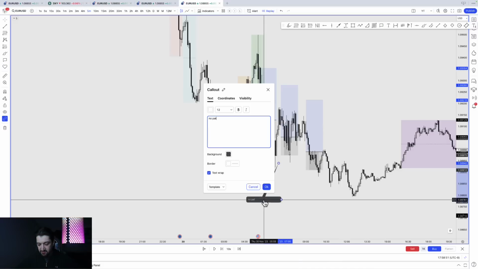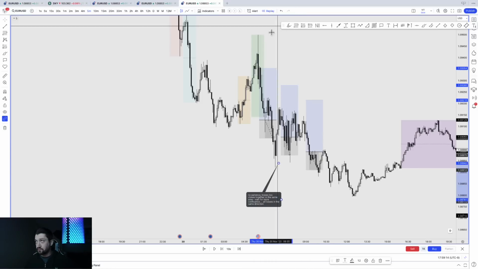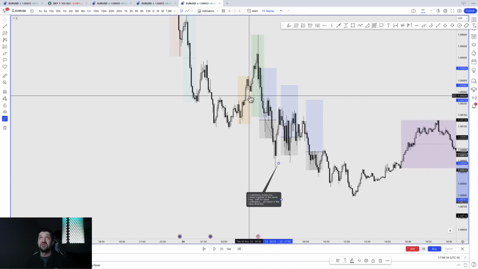no patience. Losses too close together in the same area. Wait for more confluences. All losses in the same direction. So this is now telling me there's a directional issue. When there's a directional issue, it's not going to come off the 5 minute.